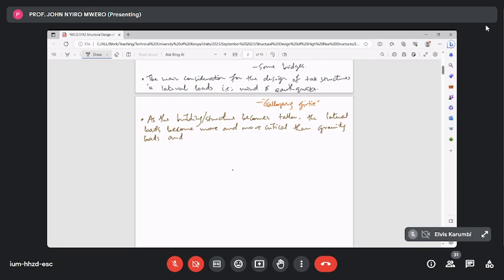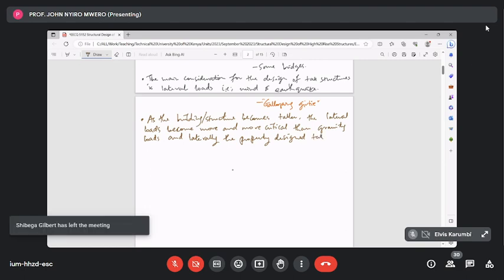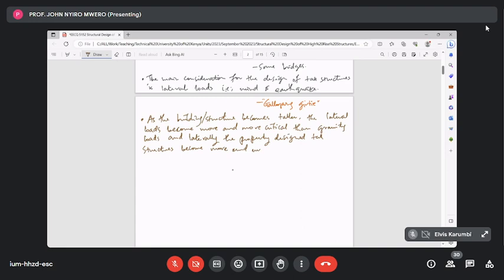And laterally, this properly designed tall structures become more and more stronger with increase in height.